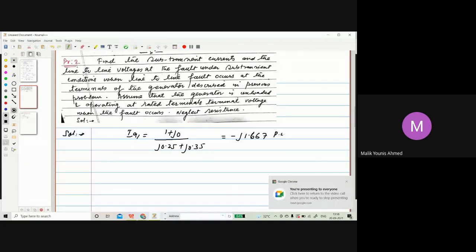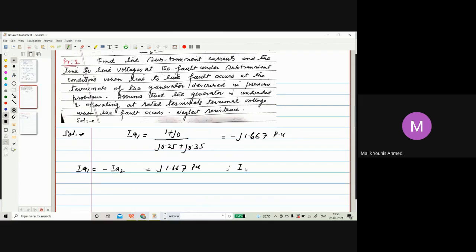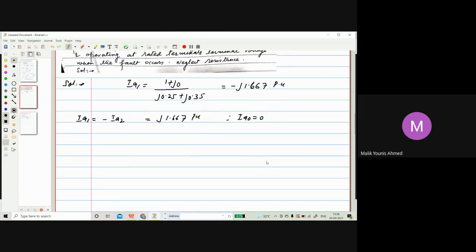That's in per unit. And then also we had seen in case of line to line fault, IA1 is equivalent to minus IA2, that we have seen in the sequence diagram. So you can write it 1.667 per unit. And zero sequence does not exist in case of line to line faults. That is IA0 is 0.